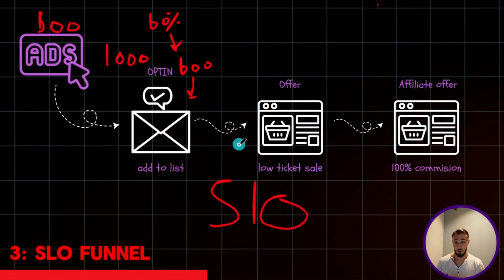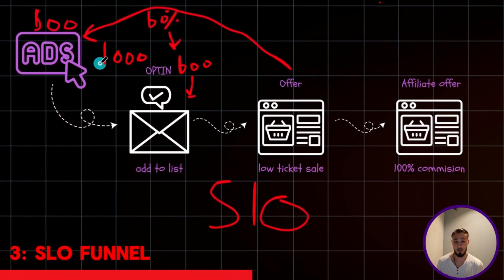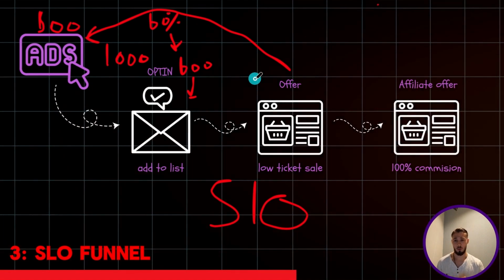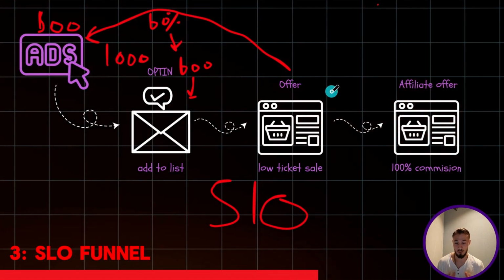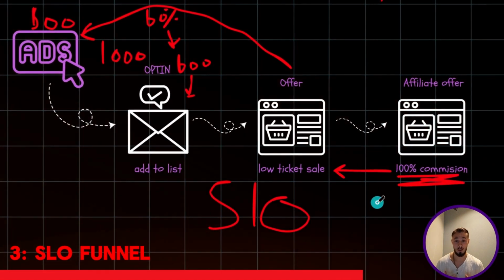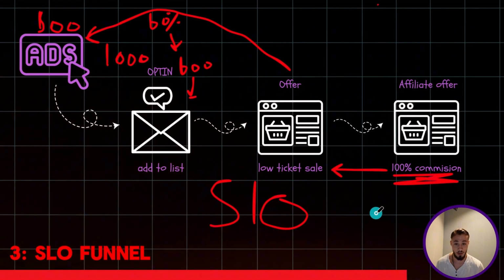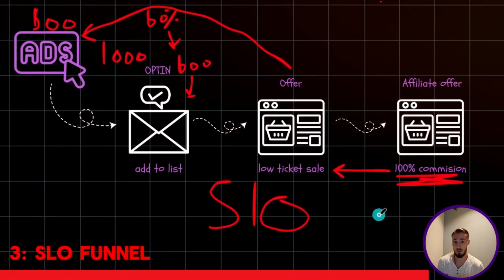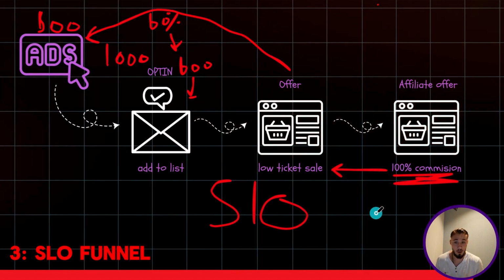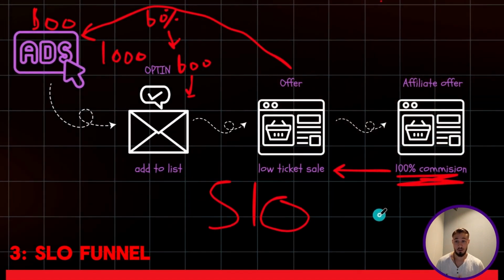Now we want to make sure that the low ticket sale right here covers the cost of the ad. So we need to basically make sure that we get at least $100 from every 600 leads. So that would be around $1.80 per lead, right? Now the interesting thing is, after they buy, we offer them a 100% affiliate cut of them selling this product. So for example, if the offer is a $27 low ticket course or something, if they get one of their friends to buy, we will give them back the $27. That means we basically acquired a customer for free and we haven't had to pay anything. Or that we got 2 customers for the price of 1. So that's the SLO funnel.